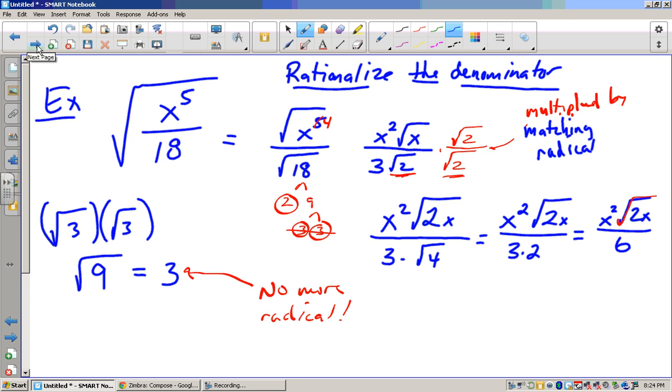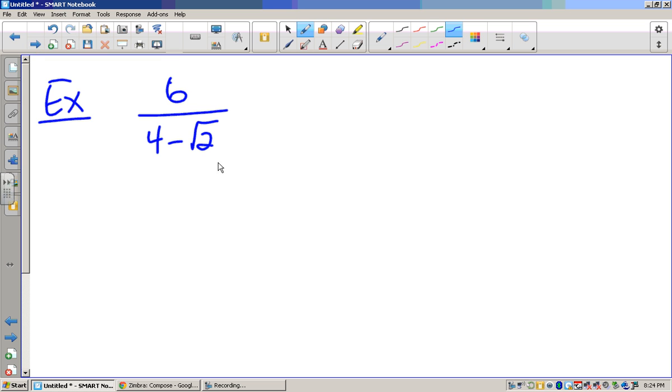Now, the complicated part about all this. That's a little weird, but this is a little stranger. Notice we now have addition and subtraction. So this is going to be rationalizing when there's addition and subtraction.